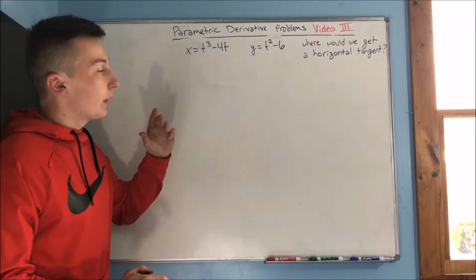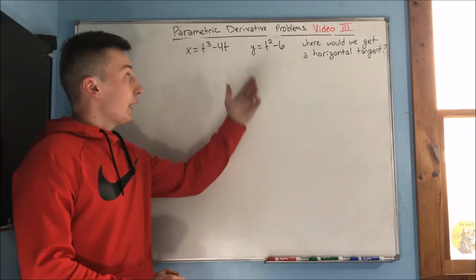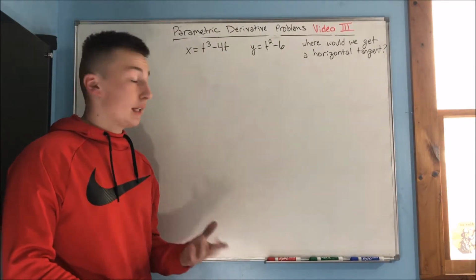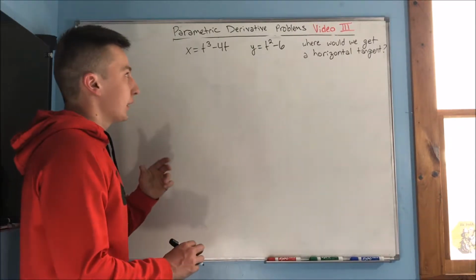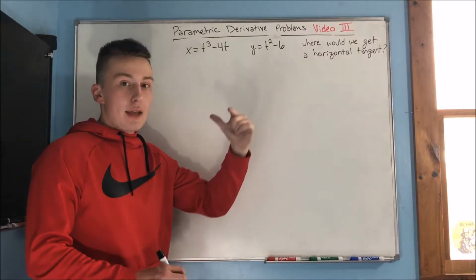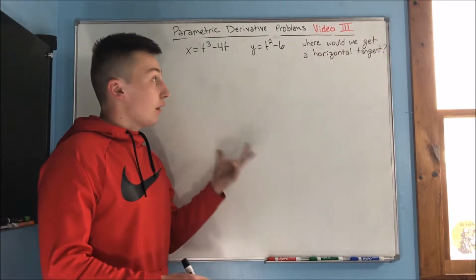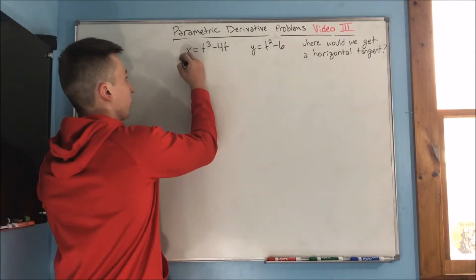We want to find where we would get a horizontal tangent for x equals t cubed minus 4t and y equals t squared minus 6. This problem actually isn't that hard, because really, you just have to take a derivative here, and then you can compare them in the dy dx formula, right? So we do that.